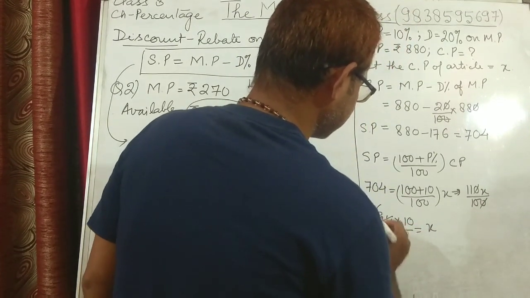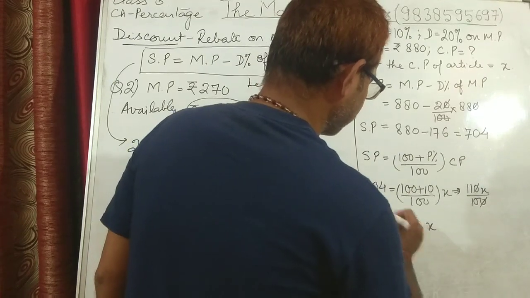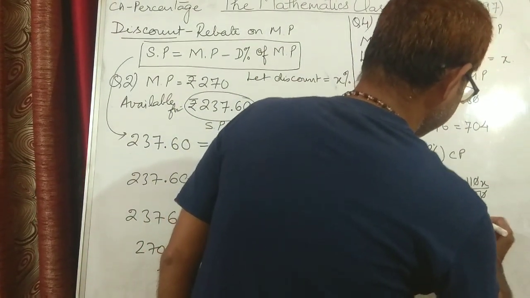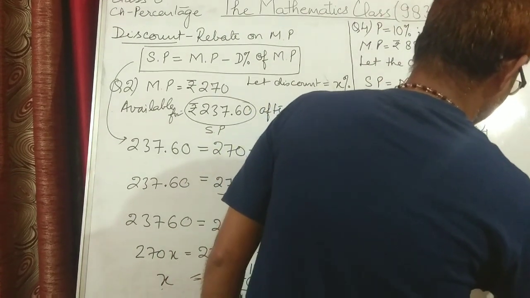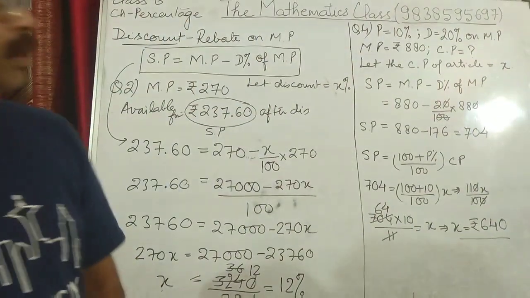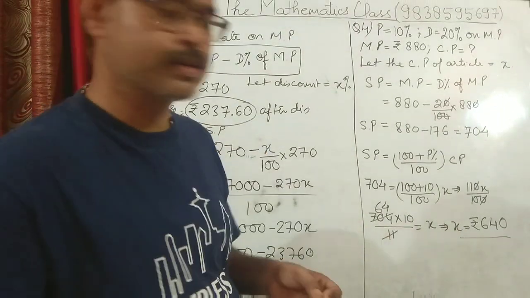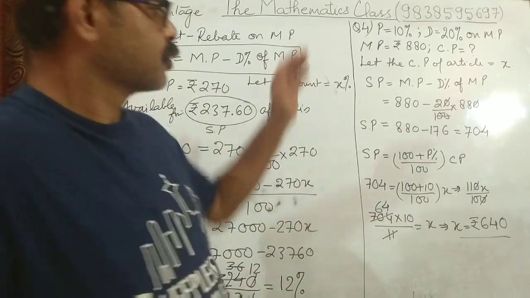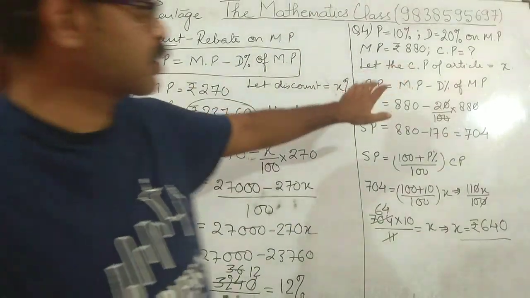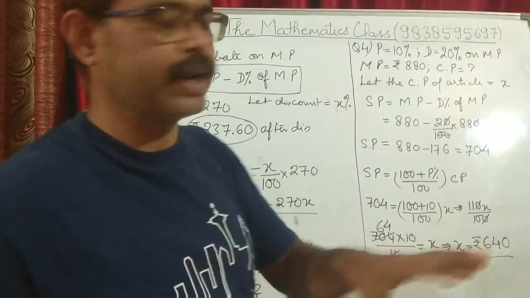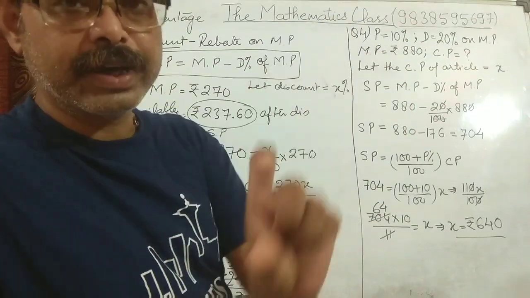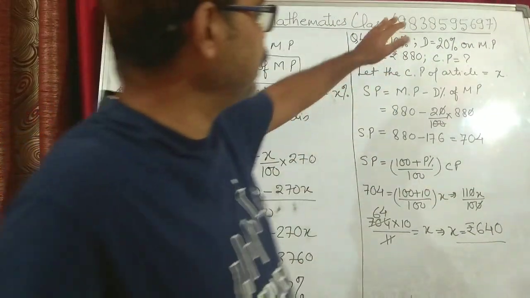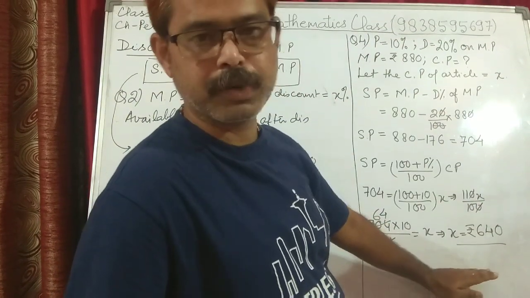11 6s are 66, 4 is left, 11 4s are 44, which implies that x is equal to rupees 640, or the cost price of the article is rupees 640. In the exam also you will get these types of questions where profit and loss as well as discount, both formulas will be required. So please go through it properly.